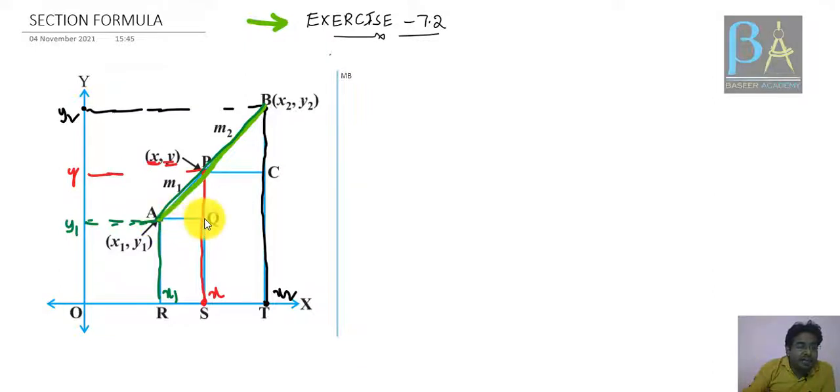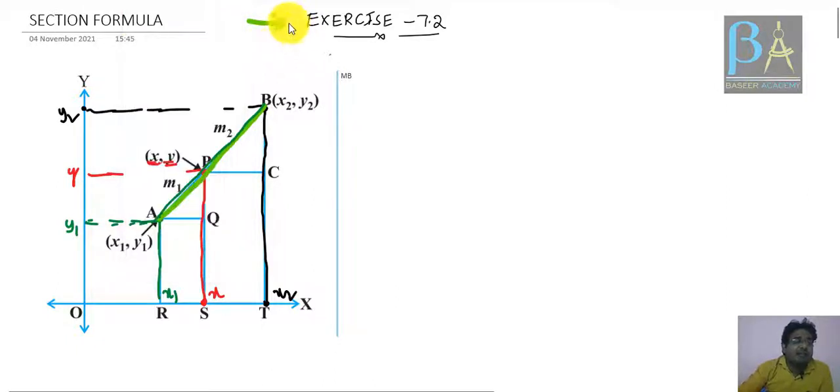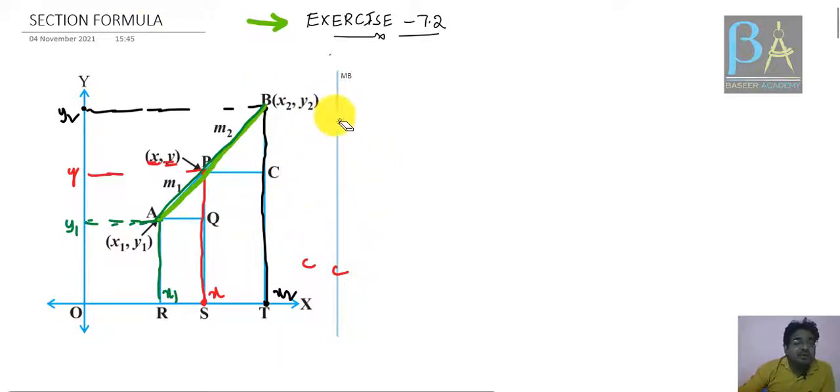We draw a line segment AQ which is parallel to the x-axis, and then we draw a line segment PC, obviously passing through the point P. This PC is parallel to the x-axis, and we know that when two lines are parallel to the same line, they will in turn be parallel to each other as well. So AQ and PC, they are both parallel to the x-axis, so in turn they will be parallel to each other as well. So AQ and PC, they are parallel to each other.